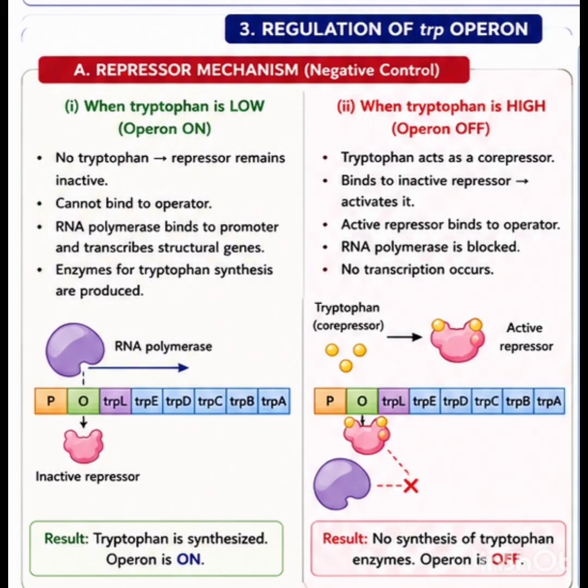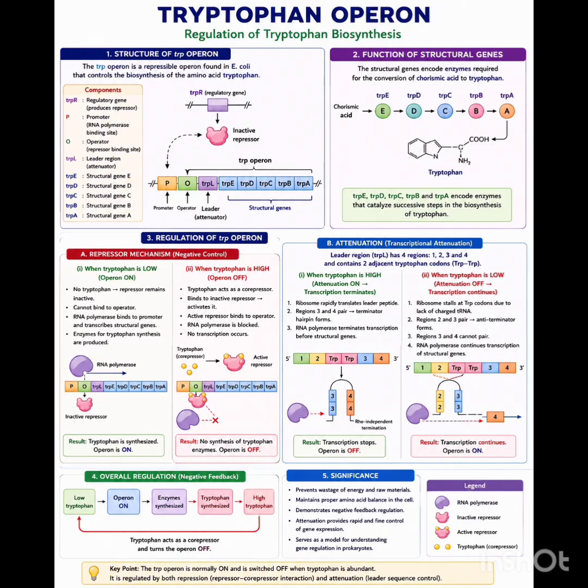So the operon consists of several important components. First is the promoter, which is the DNA sequence where RNA polymerase binds to initiate transcription. Adjacent to the promoter is the operator, which serves as the binding site for the repressor protein. Following the operator is the leader region, also known as trpL, which plays a critical role in attenuation. Beyond the leader sequence lie the 5 structural genes trpE, trpD, trpC, trpB, and trpA. These genes encode enzymes required for converting chorismic acid into tryptophan through a series of biochemical reactions.